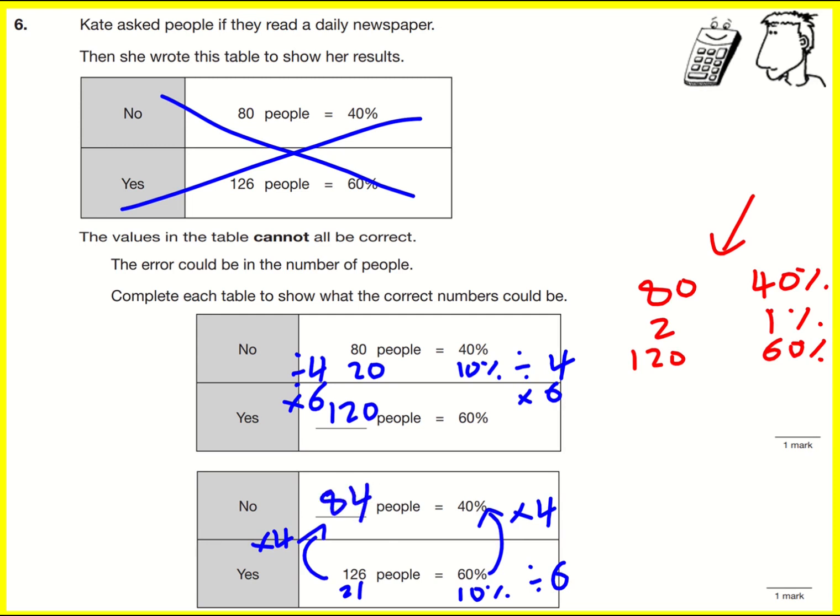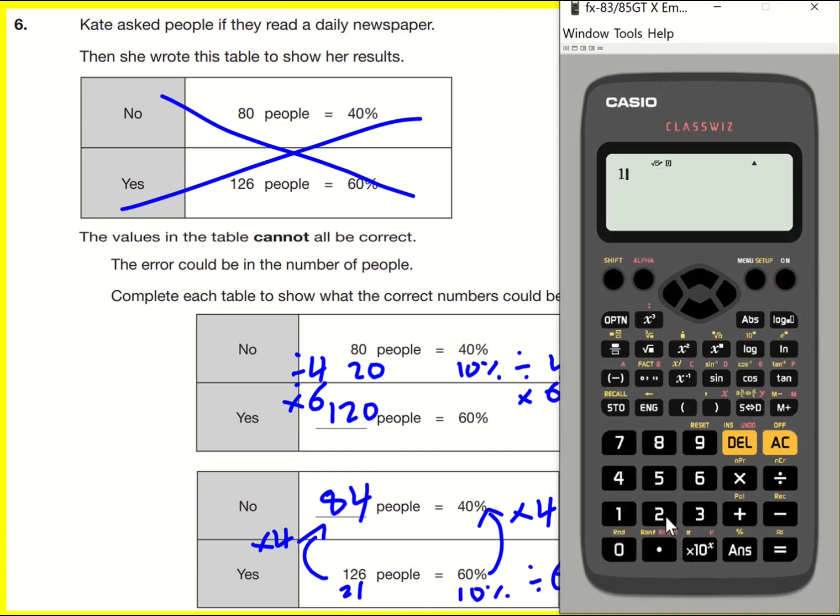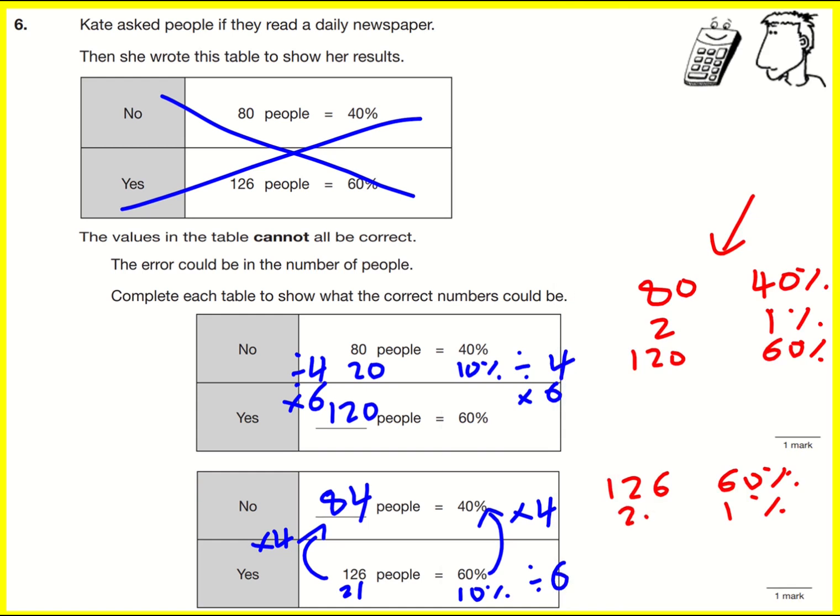Again, let's just do it the unitary way. So I've got 126 people. That's 60%. Let's work out what 1% would be. I can do 126 divided by 60. That's going to give me 2.1. This time it's like 2.1 of a person. I want 40%, so I'd then times through by 40, and you would again get 84. You do this on a calculator. So those anyway are the answers.